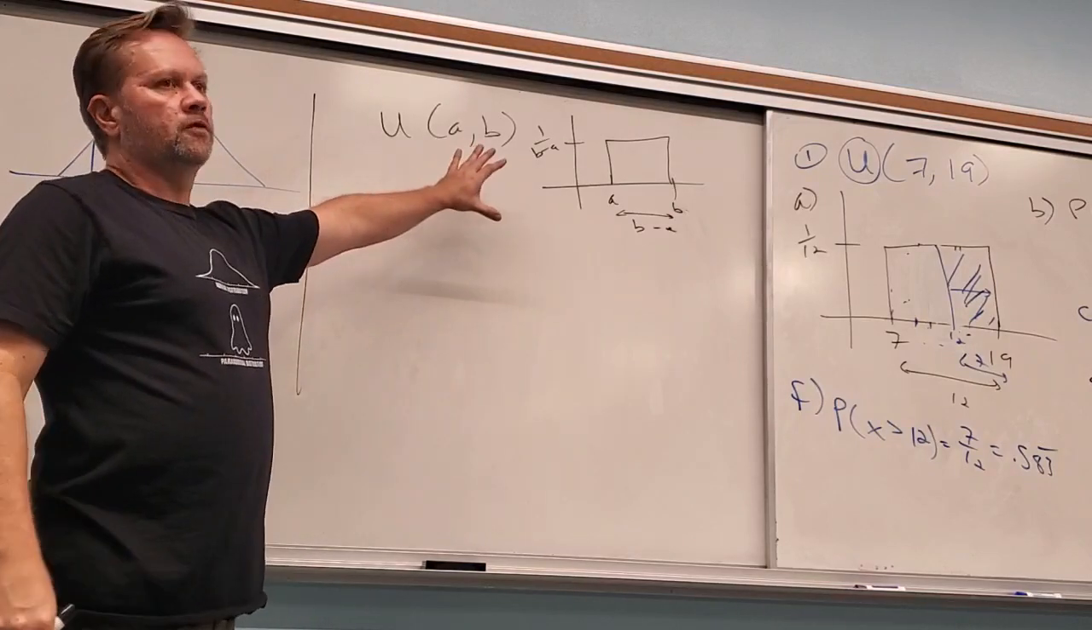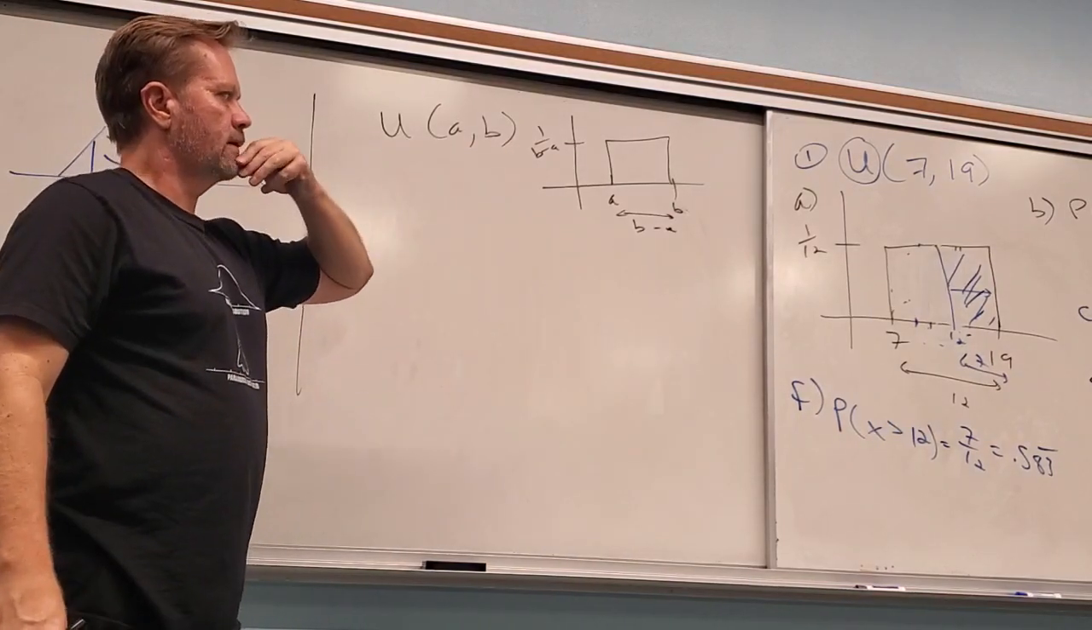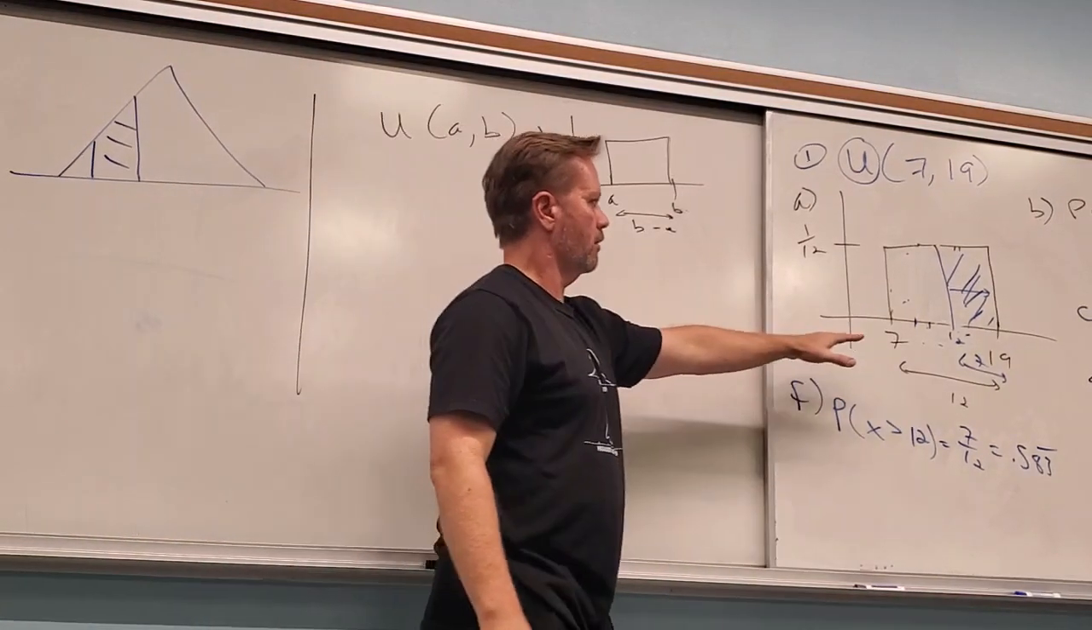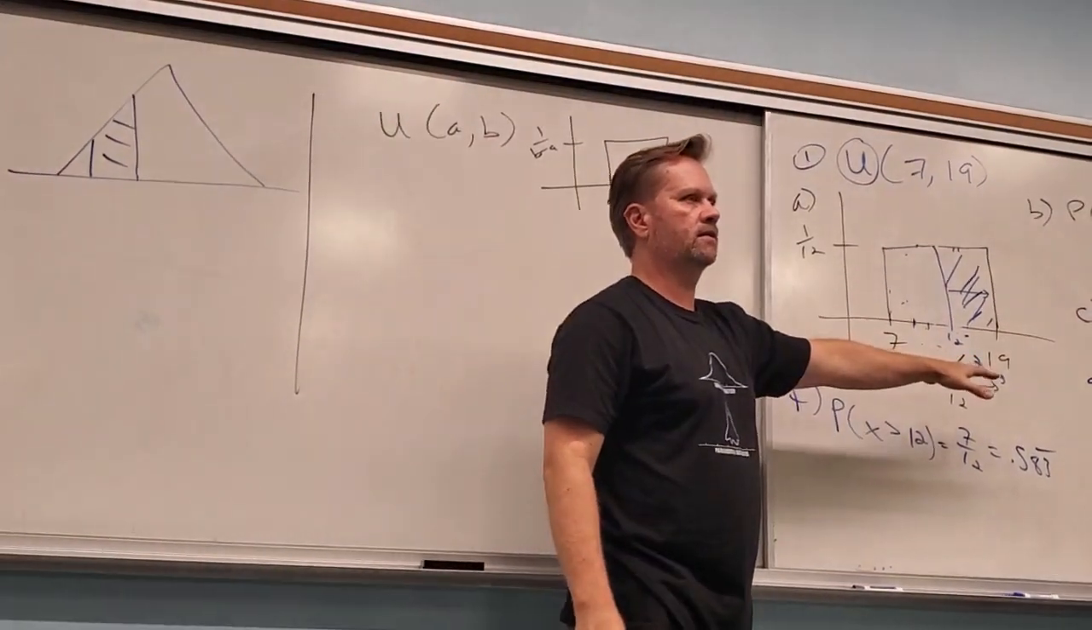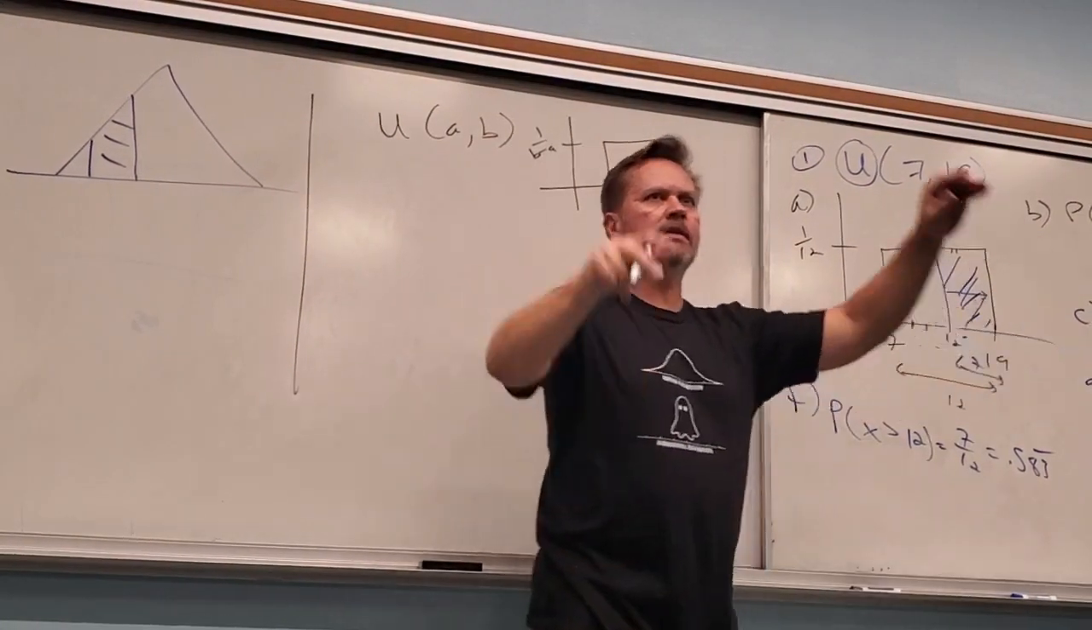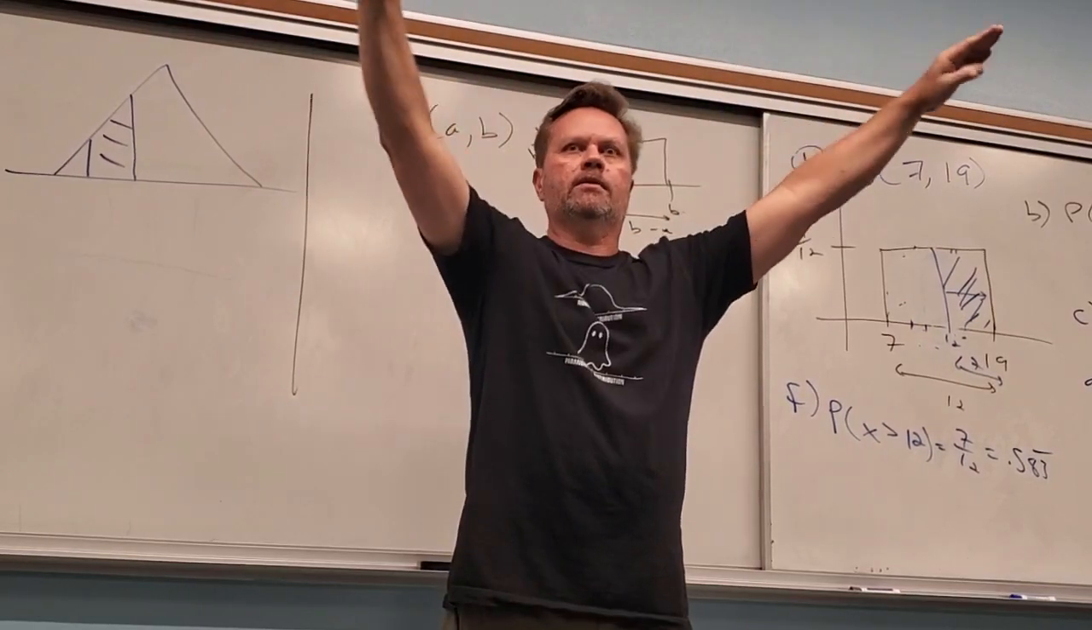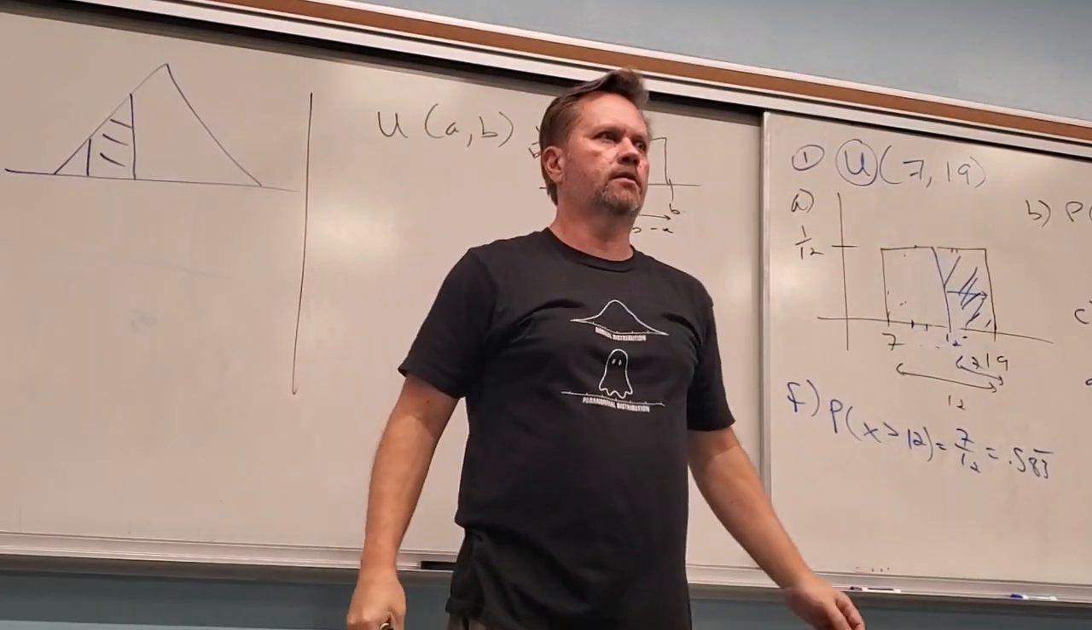So if I'm given a uniform curve, let me ask you guys this. For this specific nice concrete example, what do you think the average is? It could be anything from 7 to 19, but they're all equally likely. So what do you think the average is?